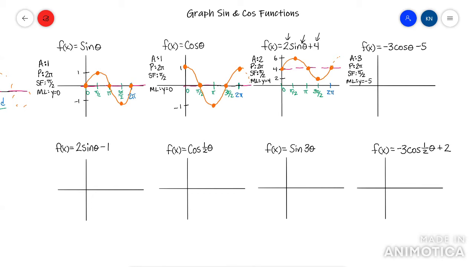So if I was doing this, I'd start at my midline of -5. Now from there, I'm going to go up or down 3. Now I plot my midline and I plot the period. And I'm going to go ahead and do scale factor.